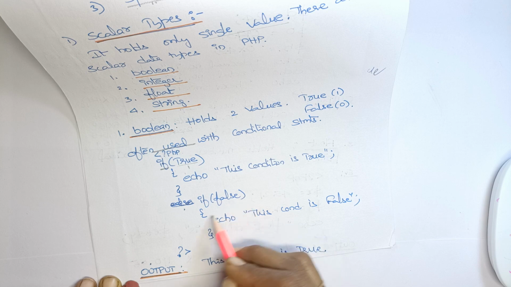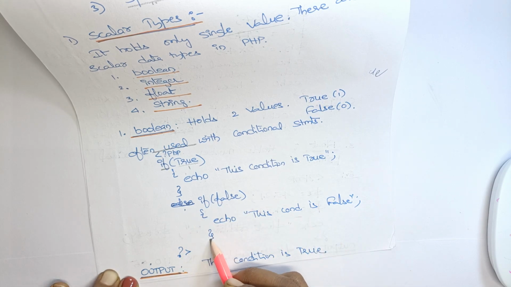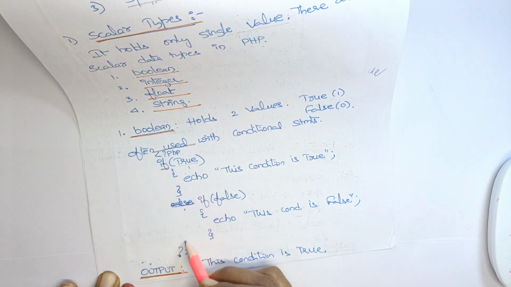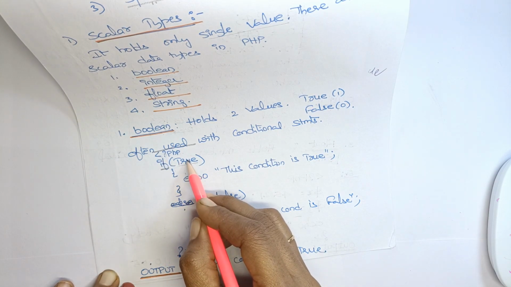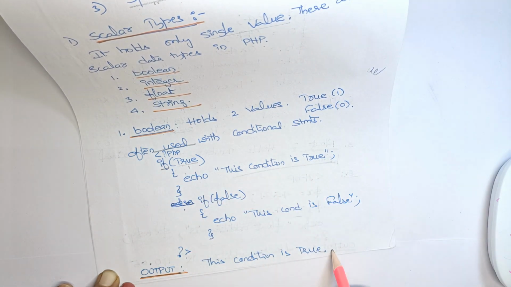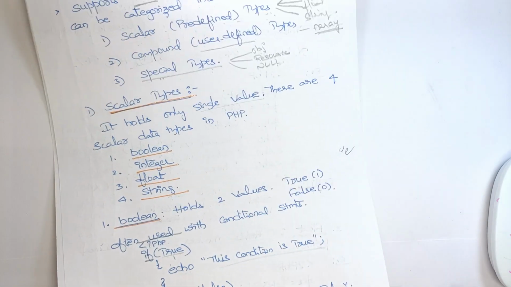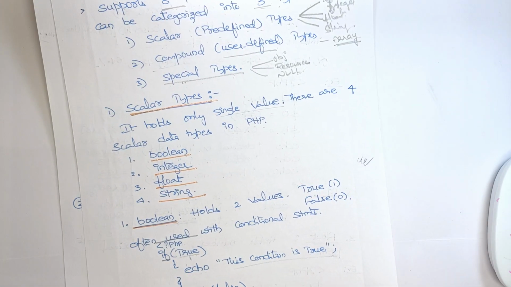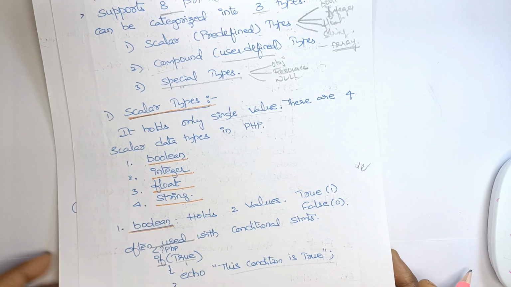Again, if of false means echo this condition is false. This if statement is closed here. Again this PHP is closed here. So here obviously it will take 1. If of true means it is going to print this condition is true. So it holds either true or false, and generally this can be used with the conditional statement.